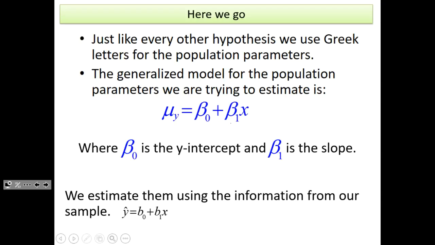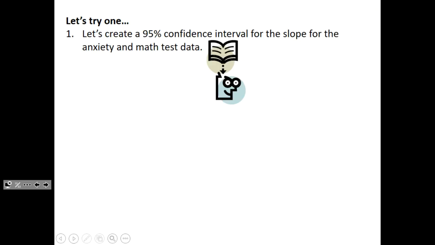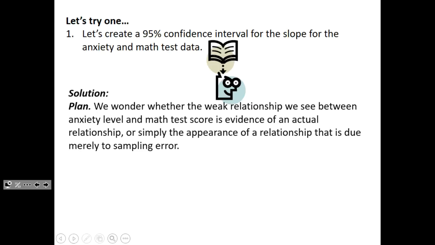We have our sample information, so let's go ahead and try this. We're going to try to create a 95% confidence interval for the slope of the anxiety and math test data. In order to do that, first we have to plan what we're going to do. Now we wonder whether the weak relationship we saw, which is only 0.5, between anxiety and math score, is evidence of an actual relationship, or does it just look like it and it's just from sampling error, just some random noise fell in there?